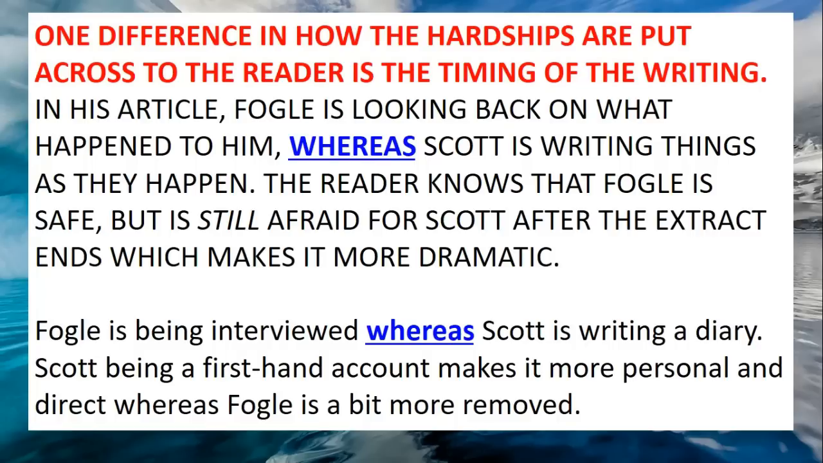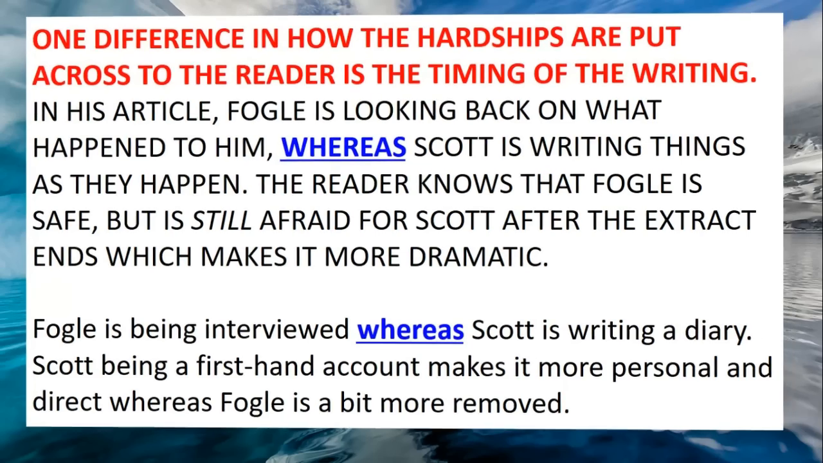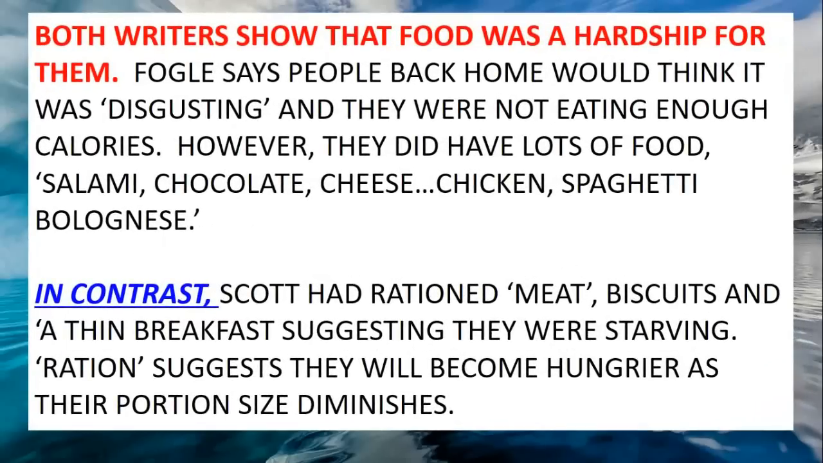Fogle is being interviewed, whereas Scott is writing a diary. So Scott being a first-hand account makes it more personal and direct, whereas Fogle is a bit more removed. It's a bit more removed because there's a middleman, isn't it? It's not just Fogle talking to us, it's Fogle talking to the interviewer, who's then giving it to us. So it makes it a bit more personal for Scott, who's literally writing the diaries that he thought were just for him. Use of whereas shows me the comparison and contrast.